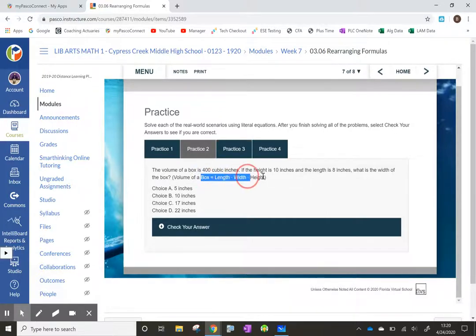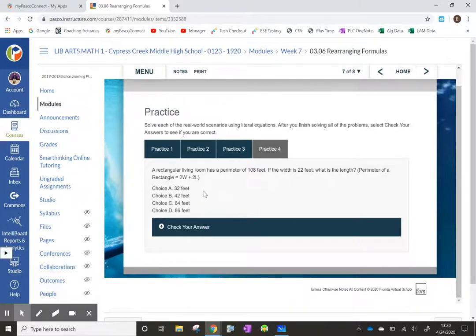It gives you the formula. Volume equals length times width times height. It gives you the volume itself. It gives you the height. It gives you the length. Asks you to find the width. I'll let you guys handle the rest of these. Let's maybe do the last one actually, since it looks a little complicated.